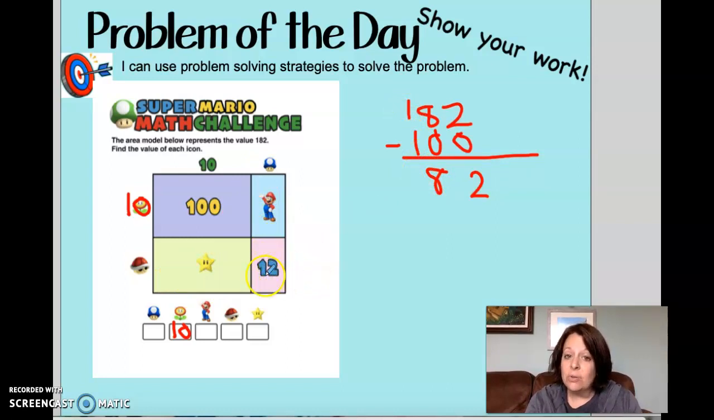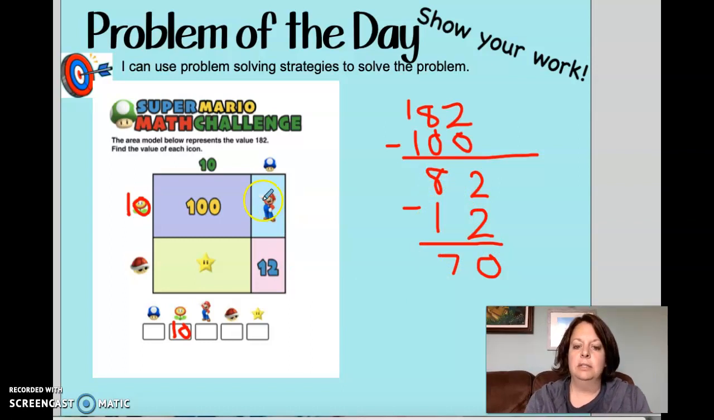And then I also know that I have star times shell is 12. So I can subtract 12 because I know that's already out, right guys? Because we already have it right here. So 2 minus 2 is 0, 8 minus 1 is 70. So we know that this plus this has got to equal 70, but we're still trying to figure it out, right guys?